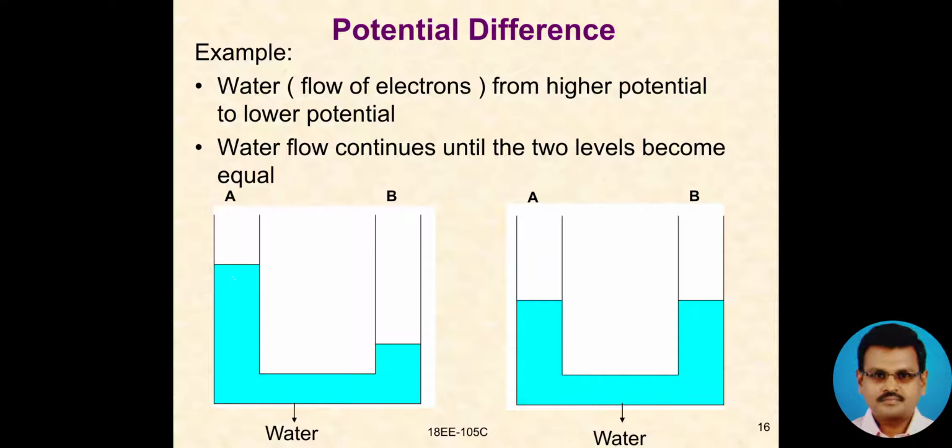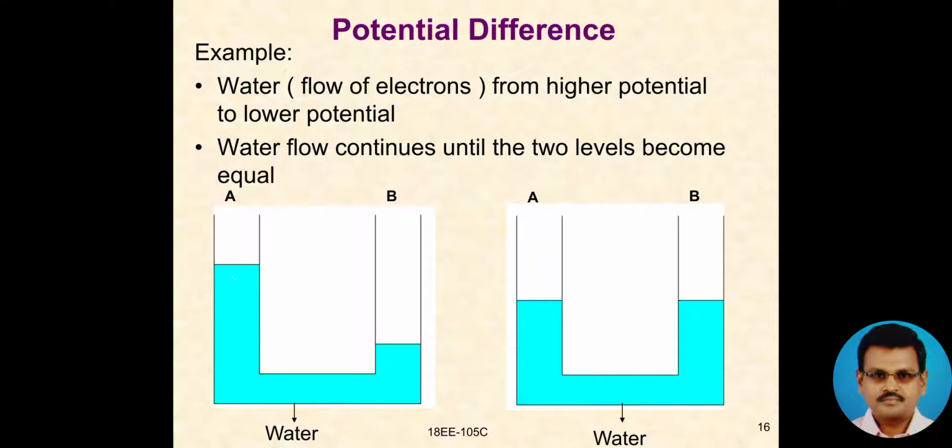In the first figure, it shows that whenever these two levels are different, where A is at a higher level and B is at a lower level, you can observe from the figure on the left side, the water level in A is higher and B is at a lower level.